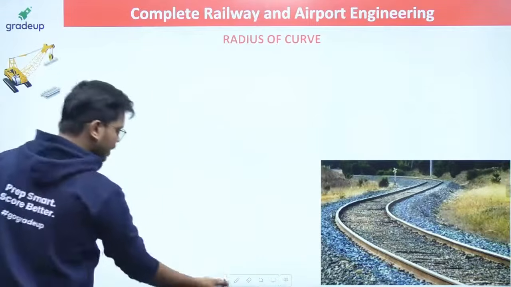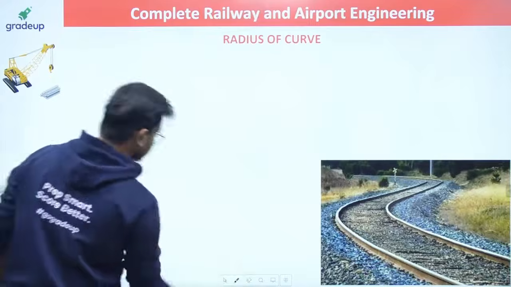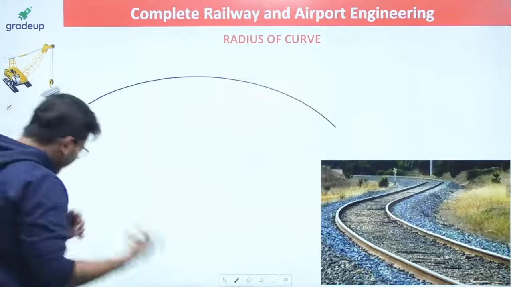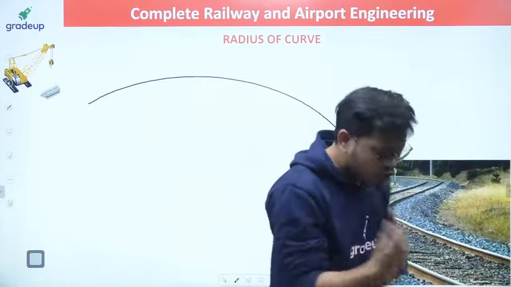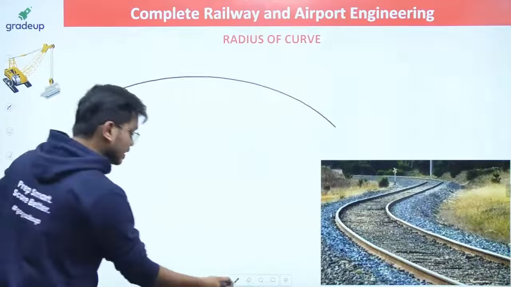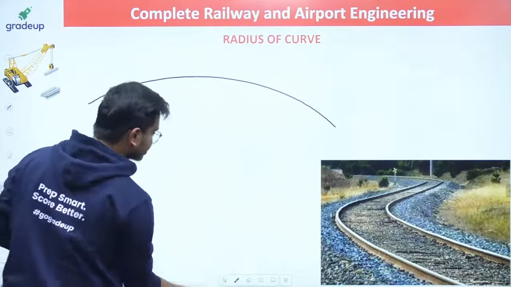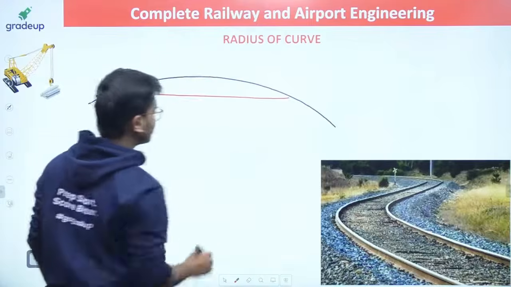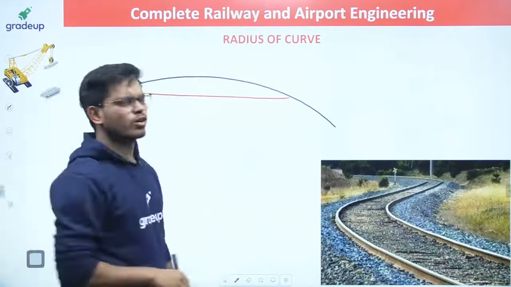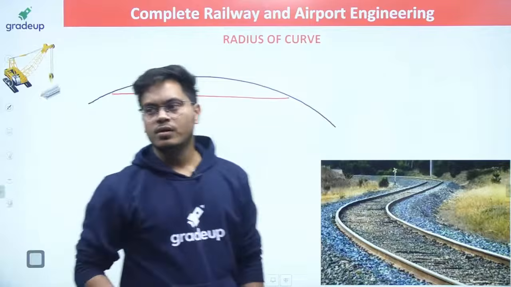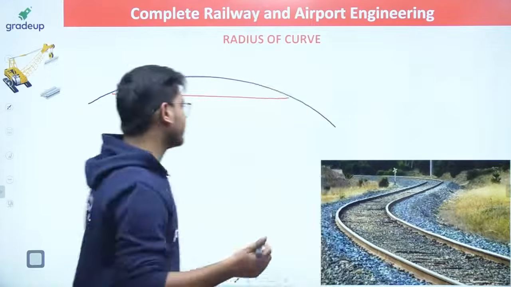So guys, suppose we have a curve like this. Railway says that there is one specific chord in this particular curve, and the standard length of that chord is 100 feet. 100 feet chord is somewhere around 30.5 meter. Cool.